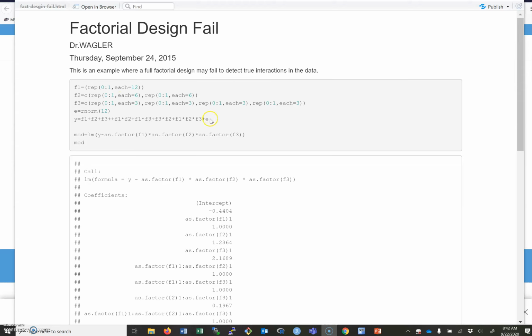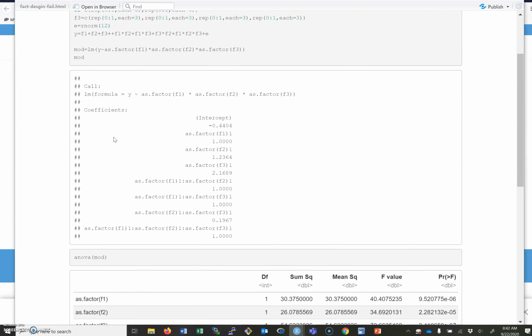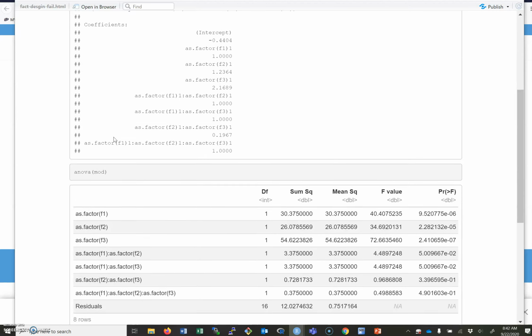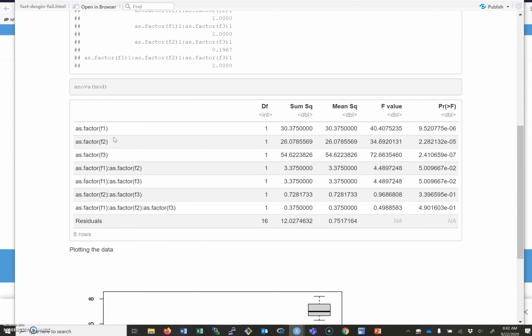Now notice the response. It's set up so that the factors 1, 2, and 3 are additive. Then we create the interaction between F1, F2, F1, F3, F3, F2, and then finally the three-way interaction and add in the error. Then run it in a regular linear model in R, and we get some estimates here. The ANOVA model is also printed here. Notice our degrees of freedom. Every single factor has a degree of freedom 1 because this is just 2 levels for each factor.